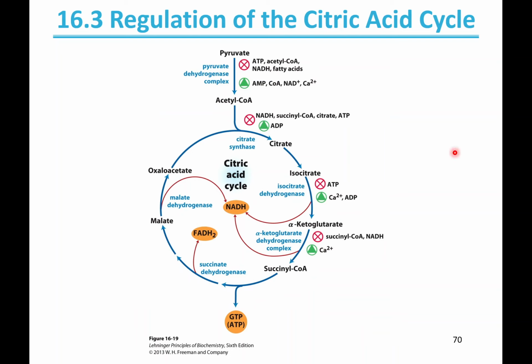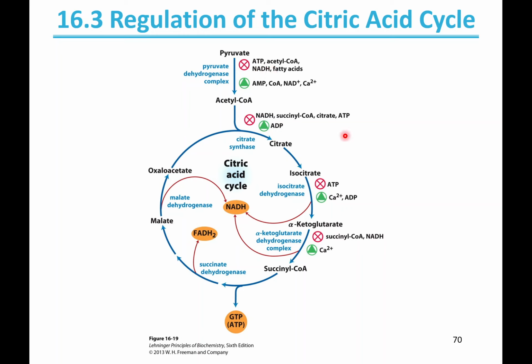Okay, the last thing we'll talk about is the regulation of the citric acid cycle. And it's sort of easy because it's all driven by substrate and products. Okay, substrates activate these enzymes, and products inhibit. So really, what you'll notice is ATP is a big one, right? ATP tells you that you have enough energy. You want to inhibit this cycle.